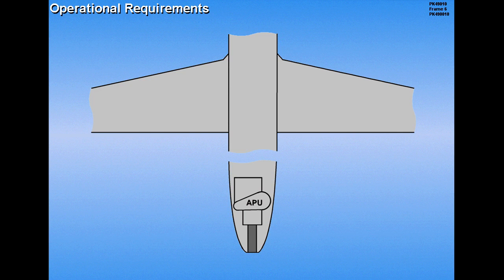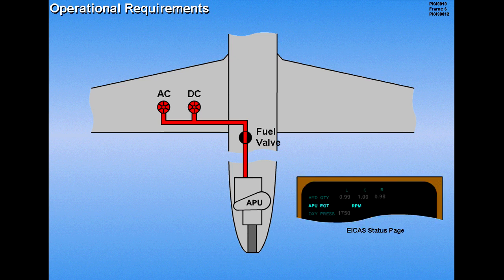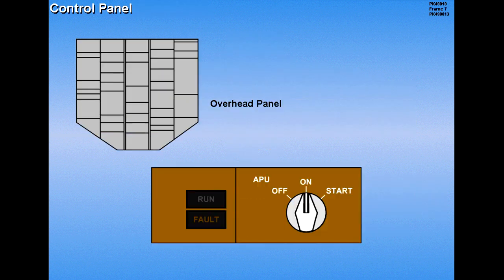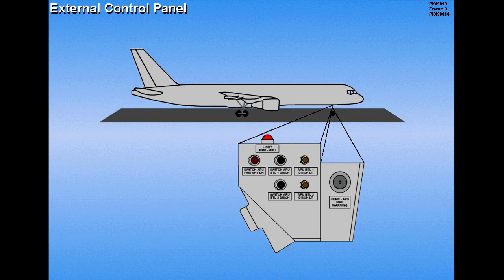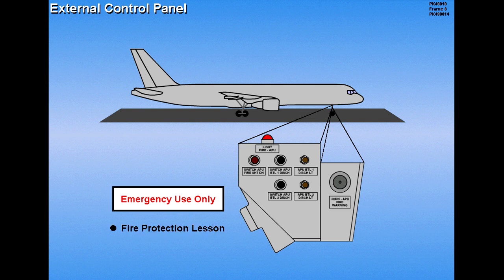The left main wing tank supplies fuel for the APU through either a DC pump, when only battery power is available, or the forward AC pump when AC power is available. The APU indications for EGT and RPM are available on the ICAS status page. The controls and indicators for the APU are located on the lower left side of the overhead panel. An external control panel is located on the nose gear. This panel is for emergency use only and will be discussed in the fire protection lesson.